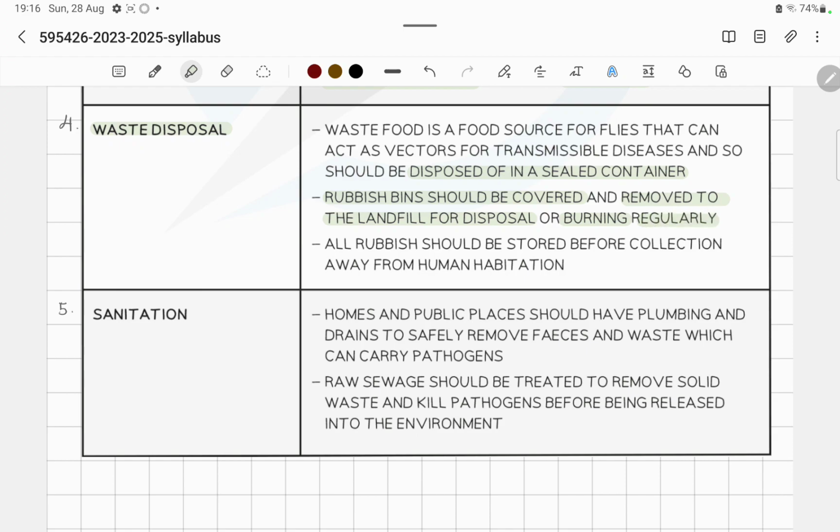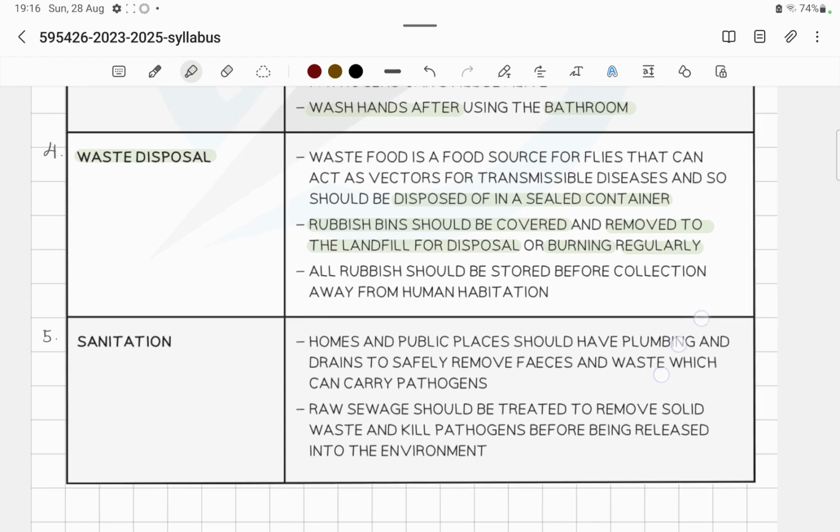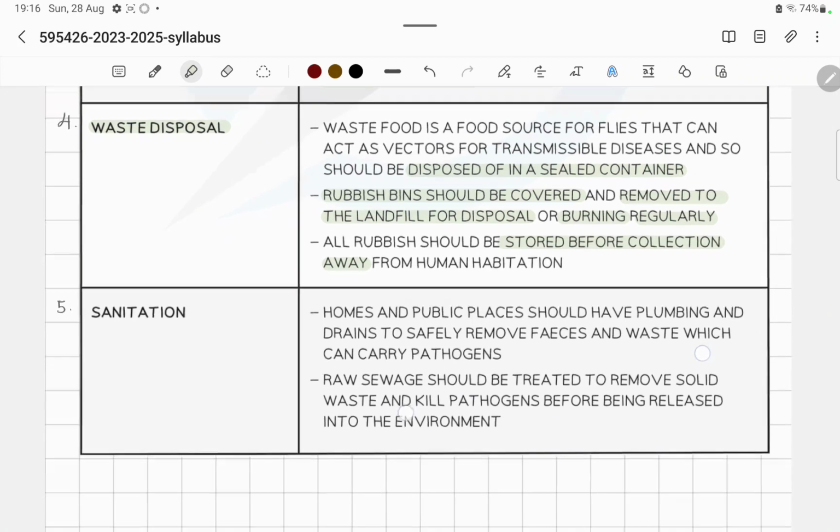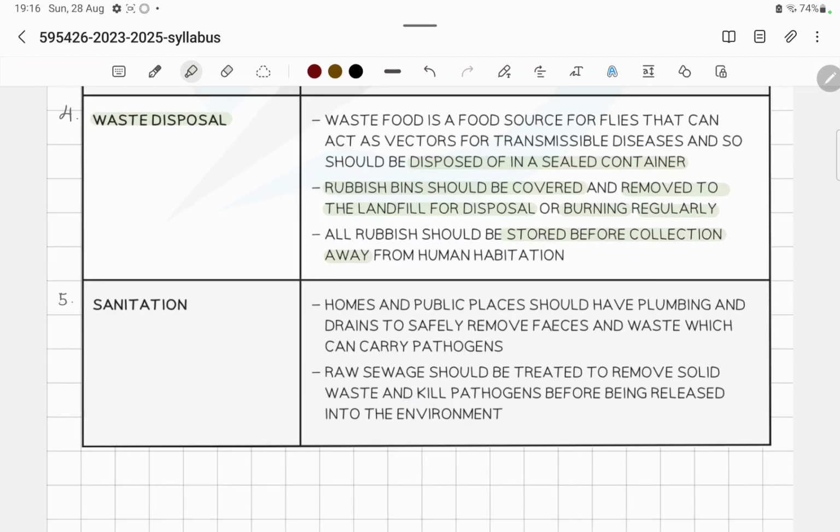And then all rubbish should be stored before collected away from human habitation. So before they are collected away, you have to store the rubbish away from human habitation. Okay, and then lastly, sanitation.